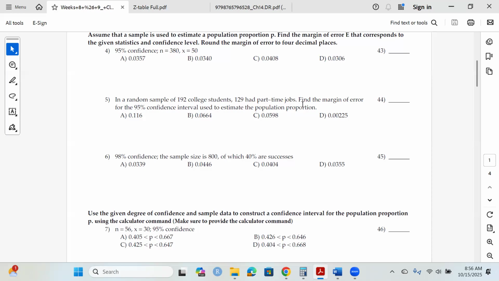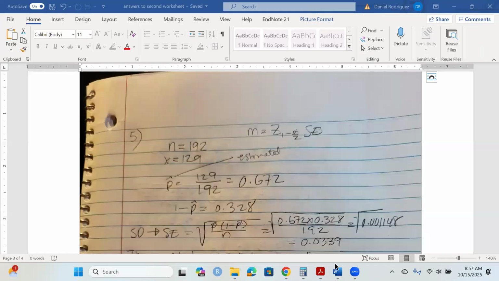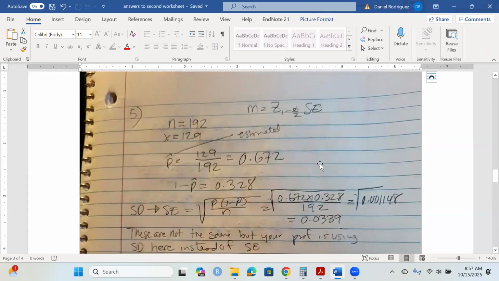Identify the proportion of individuals having part-time jobs and then find the margin of error. It should have added something here, but it just says find the margin of error for the 95% confidence interval used to estimate the population proportion. All right, let's go ahead and do that one. So now that we know what we need, I don't need to worry about anything else anymore.